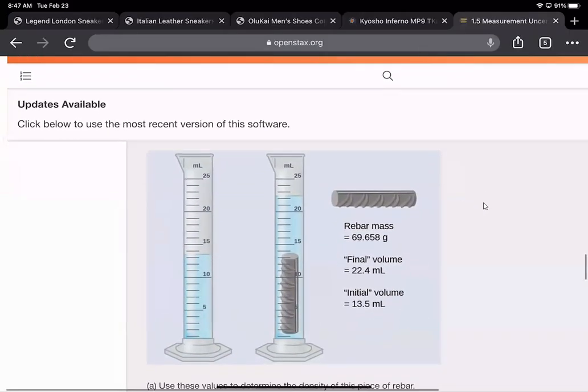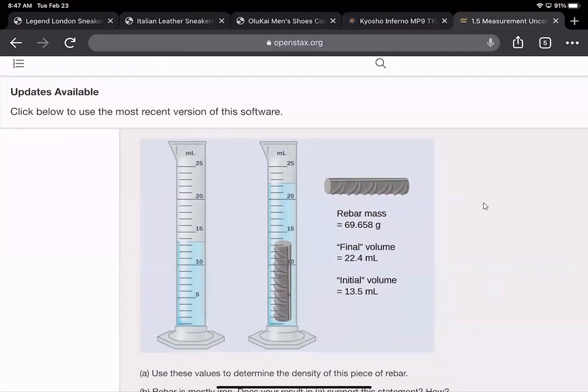So when we're calculating density of odd shapes, could be rocks, could be some odd shaped metal, a piece of gold, piece of silver, whatever it is that we're trying to get the volume of, we can use displacement, right? If I measure an amount of water, I have some initial volume, and we can see the initial volume here. So the initial volume is 13.5 milliliters. And when we put the piece of rebar in there, the water displaces and it does move up.